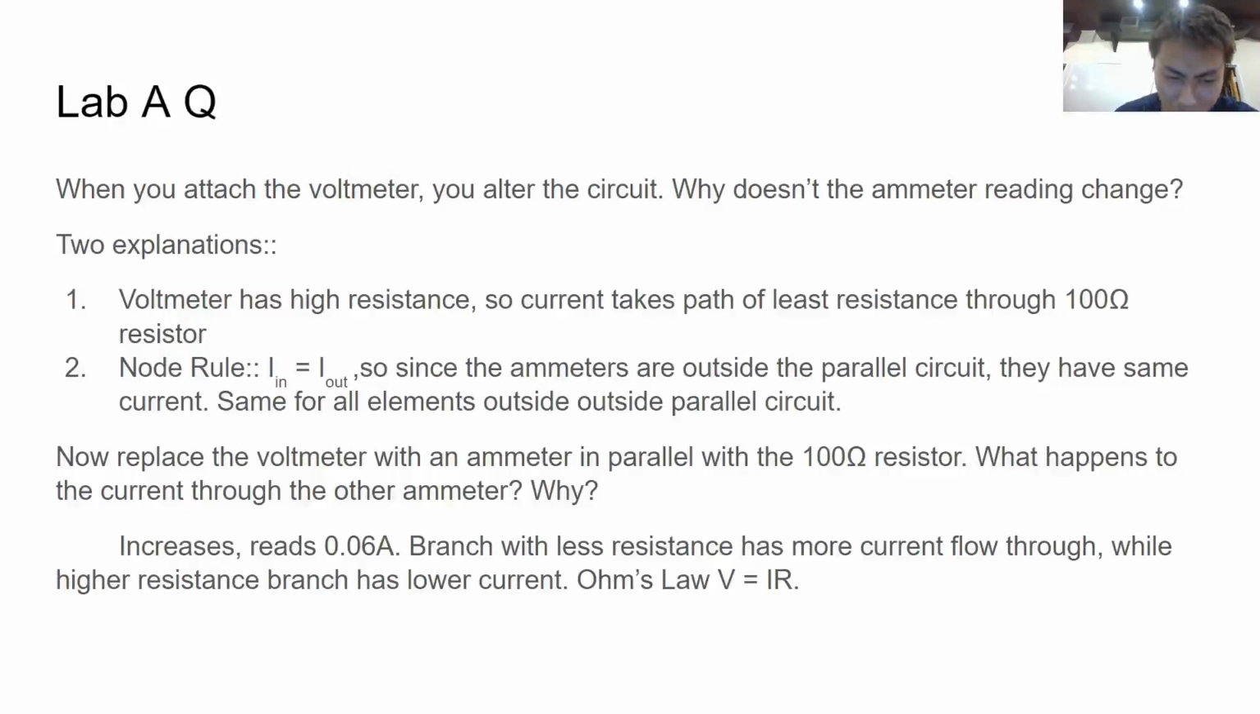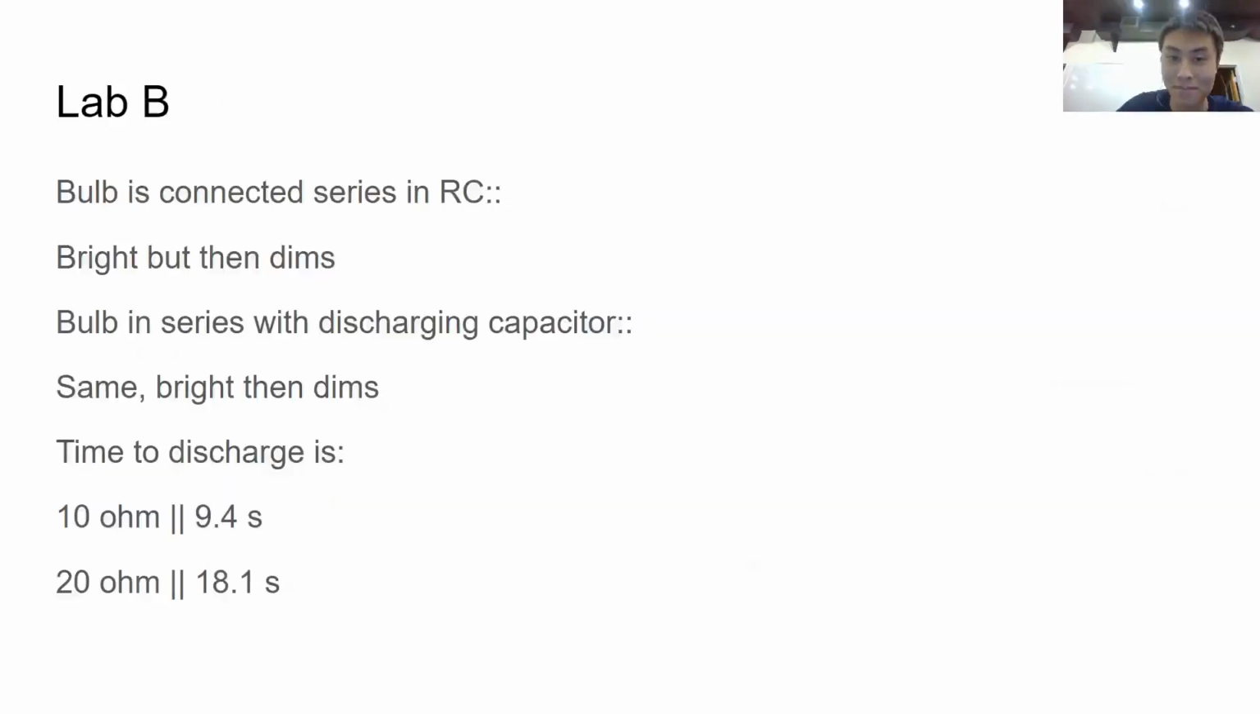Now, I want you to replace the voltmeter with an ammeter in parallel with the 100 ohm resistor. What happens to the current through the other ammeter and why? The ammeter will read an increase in amps because an ammeter has virtually no resistance in this case. The branch with less resistance will have more current flow than the one with higher resistance. This is due to Ohm's law, V is equal to IR, and special properties of a parallel circuit.